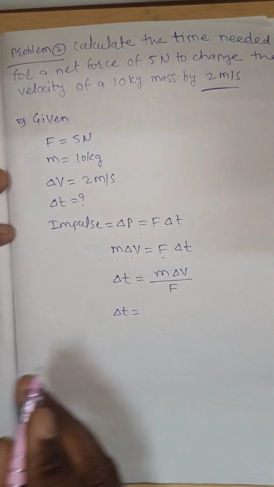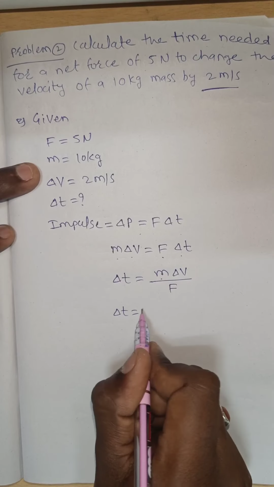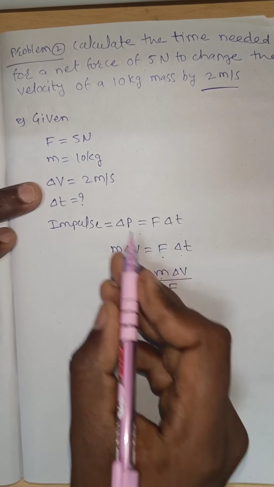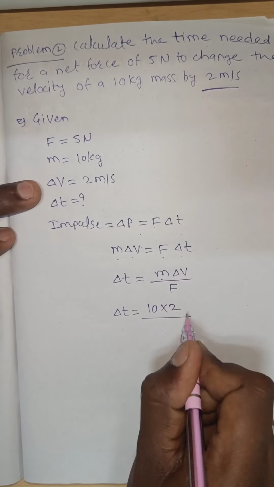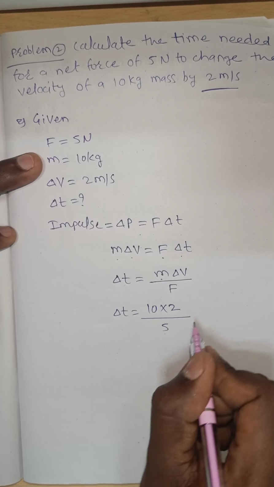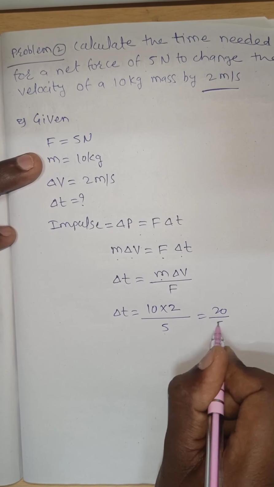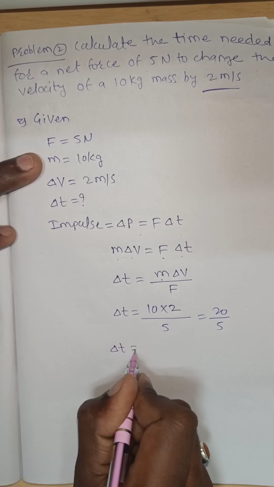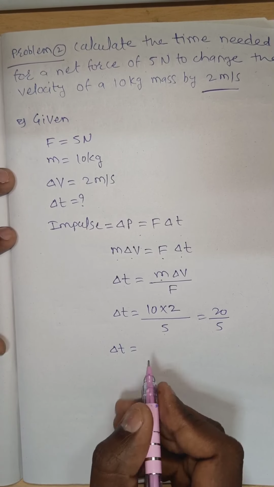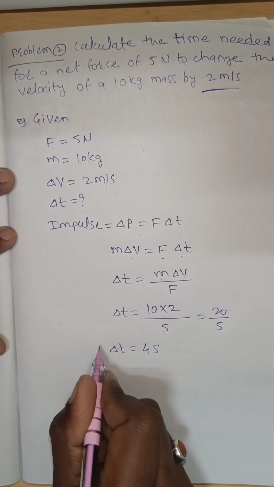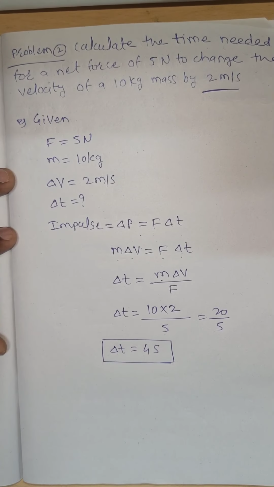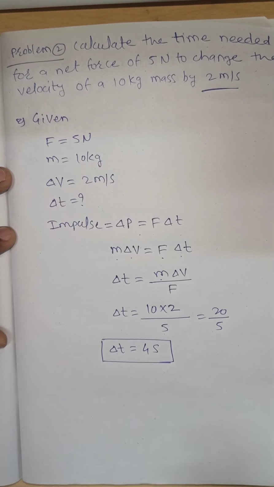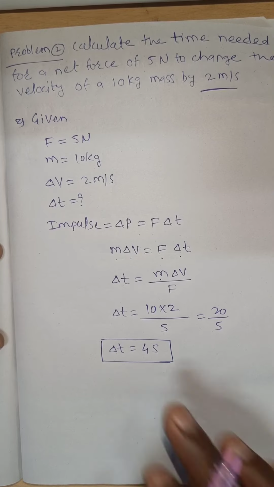Therefore the time needed is m, which is 10 kg, into change in velocity, 2 meter per second, divided by force, 5 newton, that is 20 by 5. Therefore the time needed for that process is 4 seconds.